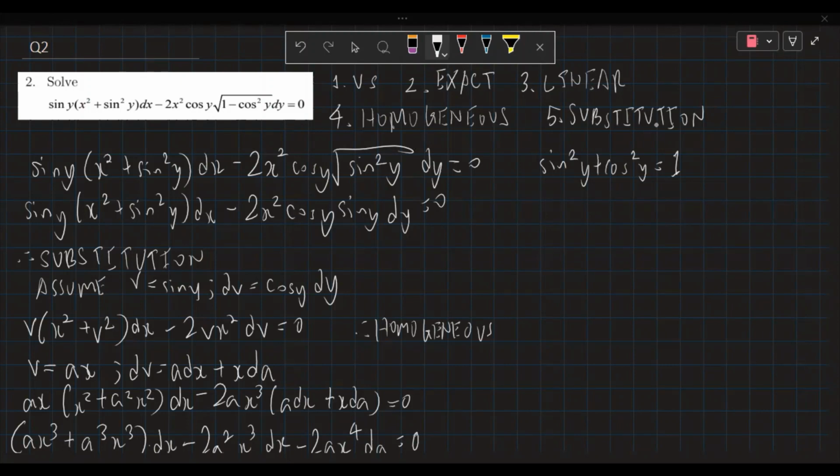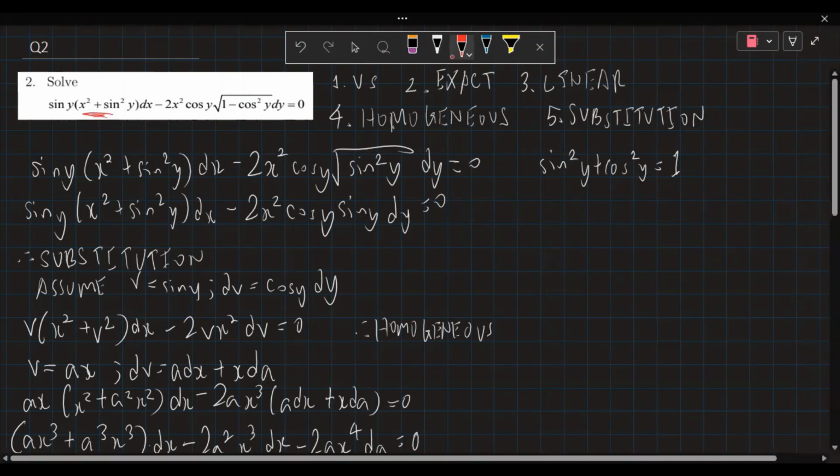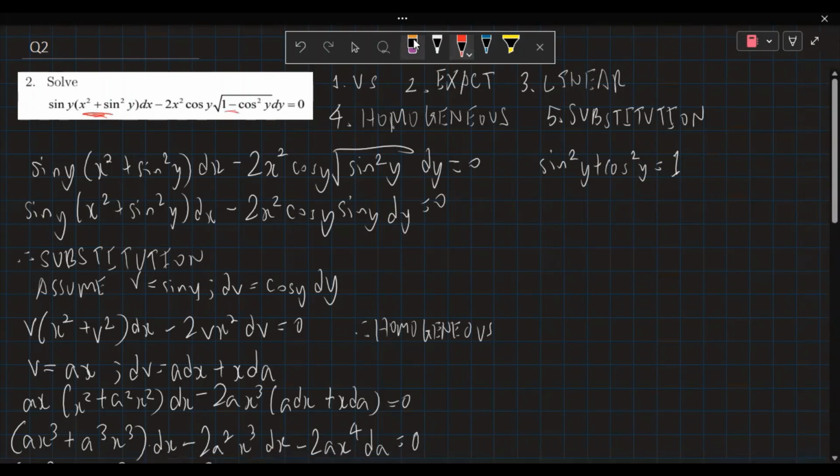So my logic is always to follow these 5 steps. First, is it variable separable? So let's see, is it variable separable? And we see that it is not, because we already have addition here and even subtraction here. So, not good. So, not VS.